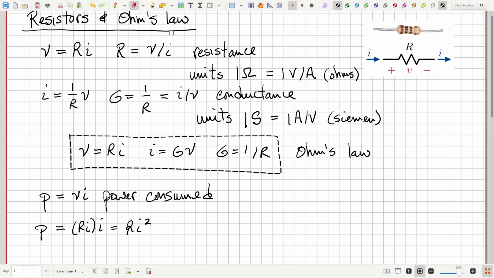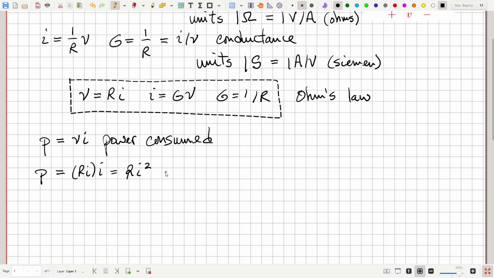Or we could have substituted for I in terms of V. All right, I is GV. So we have V times GV, and that's GV squared. And since G is 1 over R, we could also have written that as V squared over R. That also is never negative because V squared is never negative. So that shows us again that a resistor can never produce power, only consume it. And the power is going to be proportional to the square of current or the square of voltage.